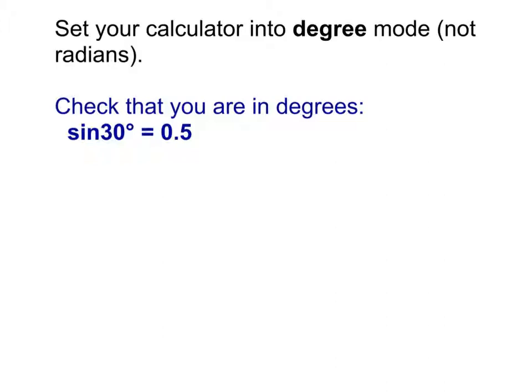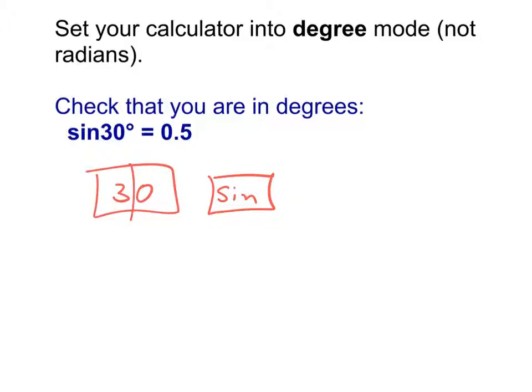If you're on a graphing calculator, you pretty much type it in as you see it. You would type sine first, and then you would type in 30 and press enter. If you're on a scientific calculator, you actually press 30, and then you press the sine button after that. Now, if you do that, and it gives you an answer of 0.5, your calculator is set up in degree mode. It's good to go.